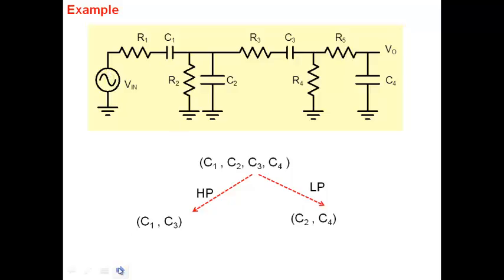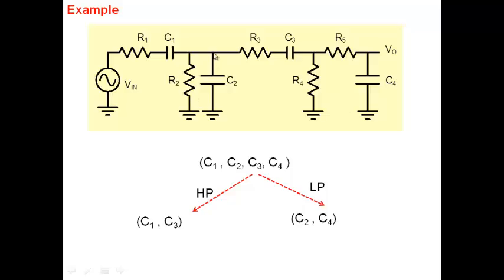So C1 is blocking at low frequencies. At low frequencies, it causes a high pass behavior. Similarly, you can see C3. C1 and C3 cause a high pass behavior, and C2 and C4, they cause a low pass behavior.